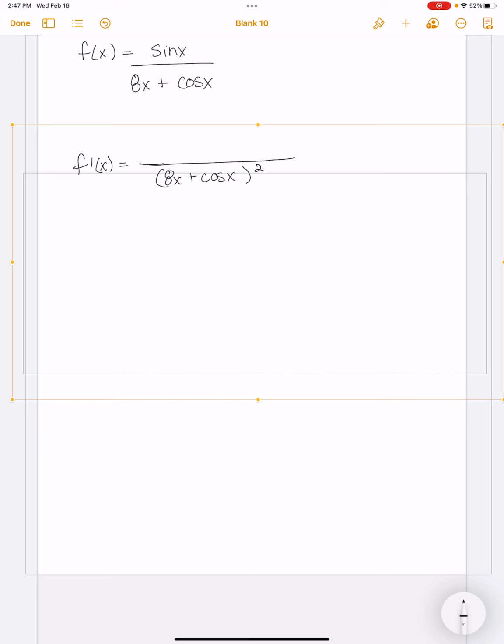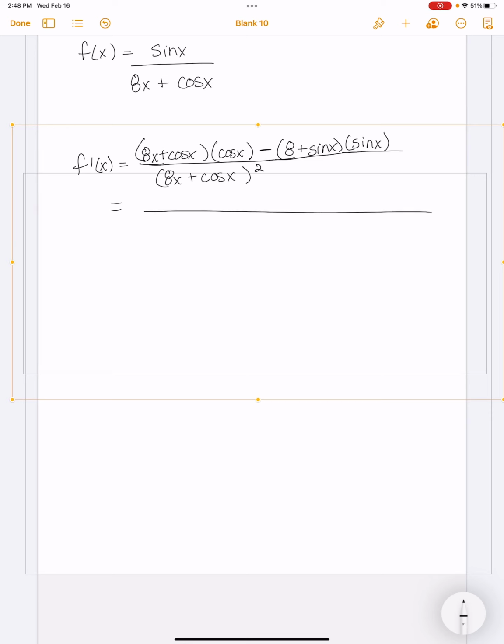well, we're going to put the bottom right here just how it is, copy it, and then we're going to take the derivative of the top. Now the derivative of sine is cosine. Subtract the derivative of the bottom, 8x. Derivative of 8x is 8. Derivative of cosine x is sine x. Times the derivative of the top, just how it is.